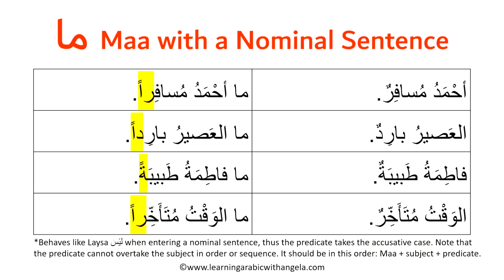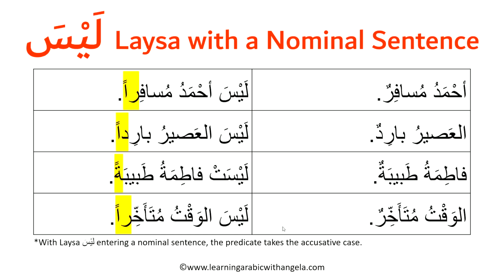So ما, we say that it behaves like Laysa, which is a sister of Kana and its sisters. When entering a nominal sentence, the predicate will take the accusative case. And note that you have to keep the order of the subject and the predicate. We cannot say ما مسافرا أحمد. So it has to be ما and then the subject and the predicate, because it has strict rules in grammar. So just for your information.